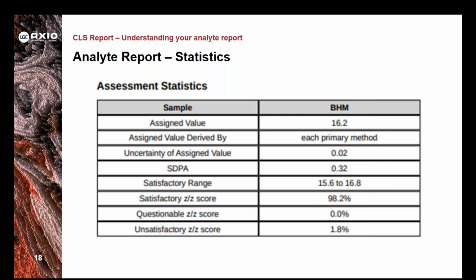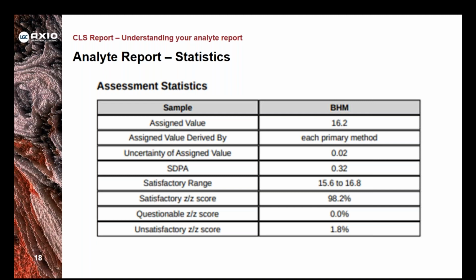And then when the assigned value is determined by the consensus of participant results, uncertainty can be calculated based on the standard deviation and the number of participant results included in the data set. We provide this value in the uncertainty of assigned value section.